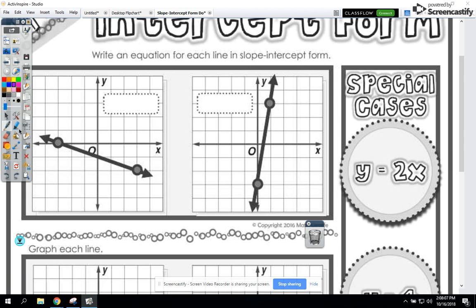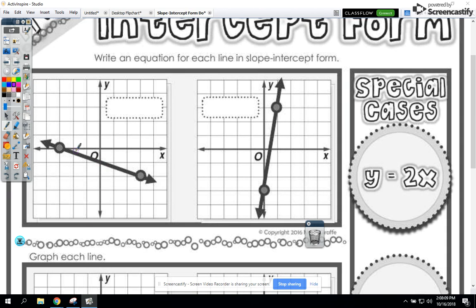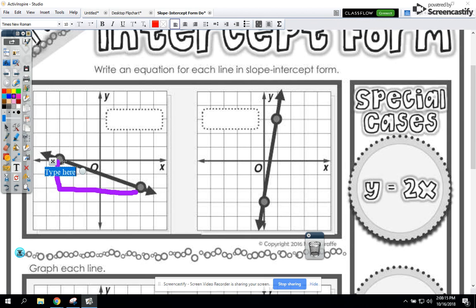Okay, so let's find the equation for this. So the first thing we're going to do is find our slope. So I'm going to draw my slope triangle here. I see that my vertical change is going to be a negative 2. We know it's negative because this line is going down, so the vertical change is negative. And my horizontal change is 1, 2, 3, 4, 5, 6.